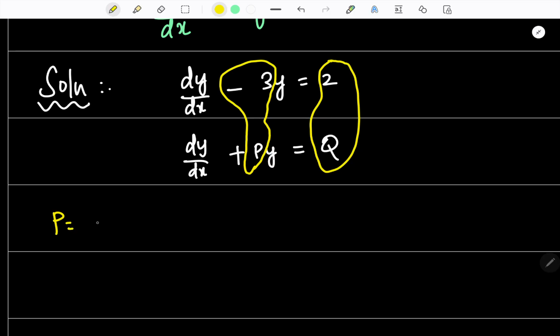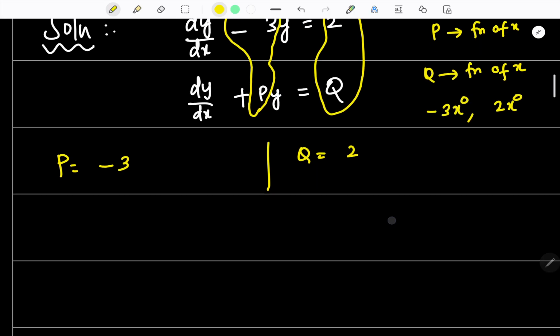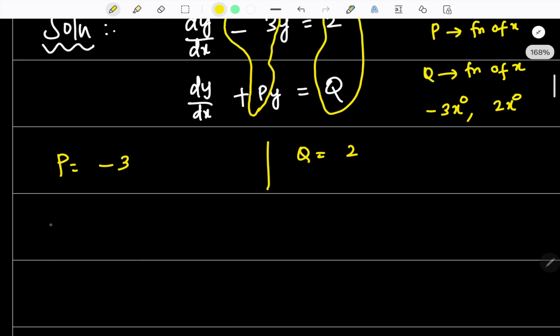So p is equal to minus 3, right? And q is equal to what? 2. Teacher, you said p is a function of x, and q you said function of x. But now it is a constant. Of course, 3 is nothing but 3x power 0, and 2 is nothing but what? 2x power 0. So I have to calculate e power integral p dx.